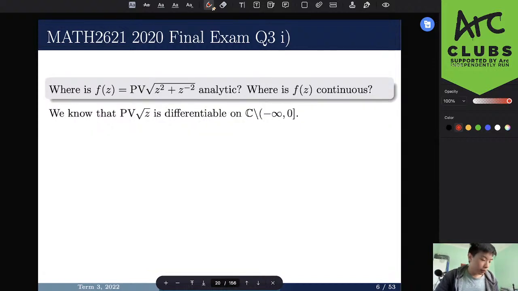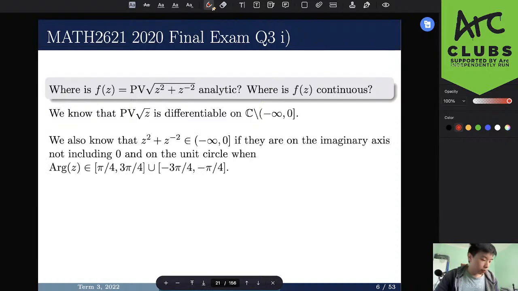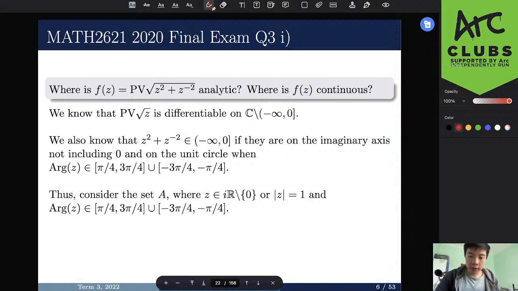So we know that the principal value of the square root of z is differentiable everywhere except on the negative real axis. And so what we know is that z squared plus z to the minus 2 is on this negative real axis if they are either on the imaginary axis, which does not include 0, or when they're on the unit circle and their argument is in this domain. Now what we can do is we can call this set A and just formalize it.